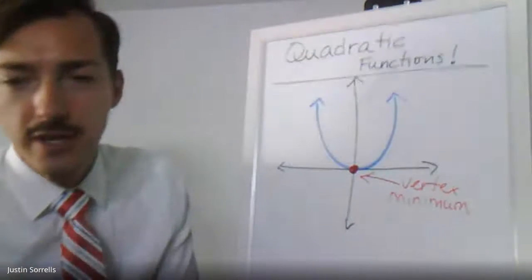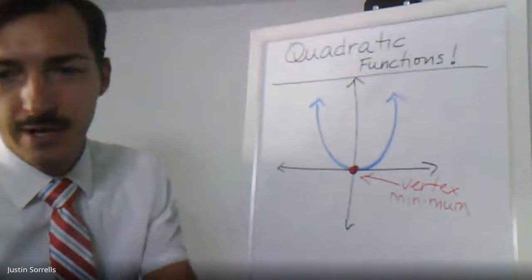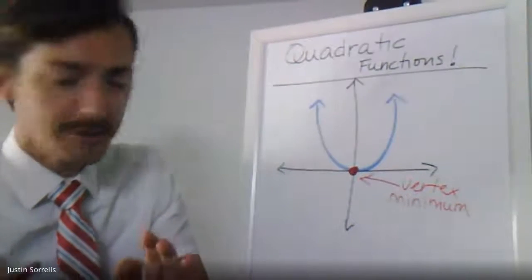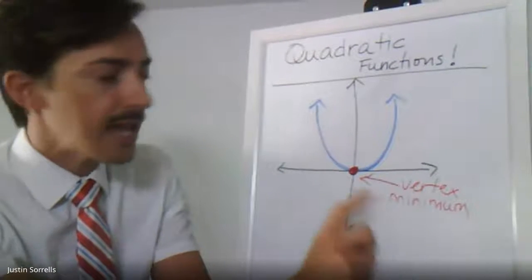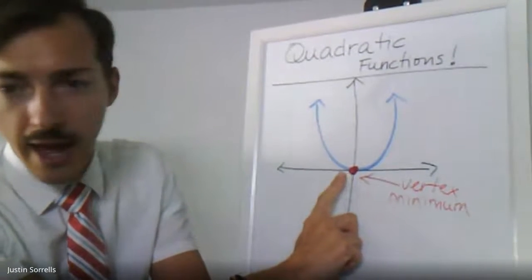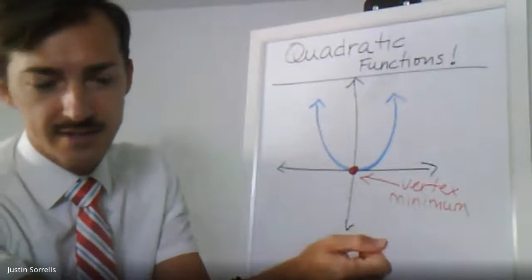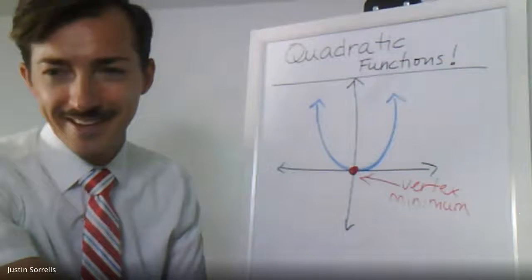Now, can you give me a thumbs up if you can see the writing in red for vertex and minimum? Okay, I was worried about the color. So what we're going to really focus on today is identifying how to mathematically find the value of the vertex, all right? Are we ready to move on?